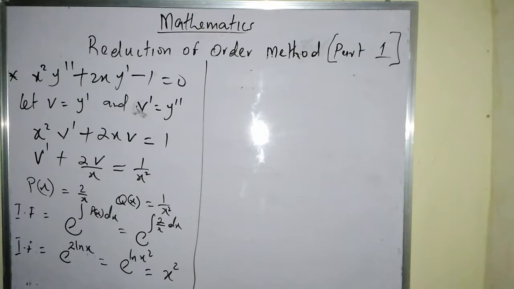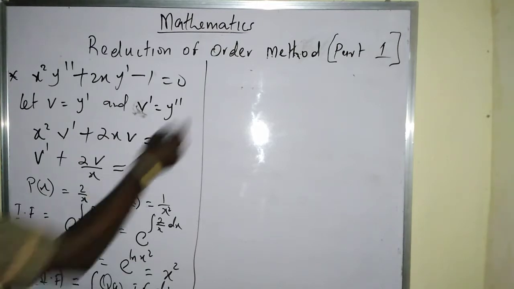How will I proceed? I will now move on by having v times the integrating factor, multiplying all through by the integrating factor, equals the integral of q of x times the integrating factor dx. That is how to work with the integrating factor. Since I have that, I can now say what my v is.